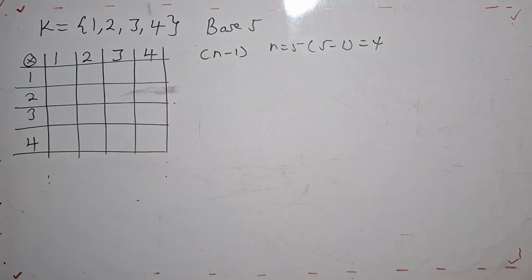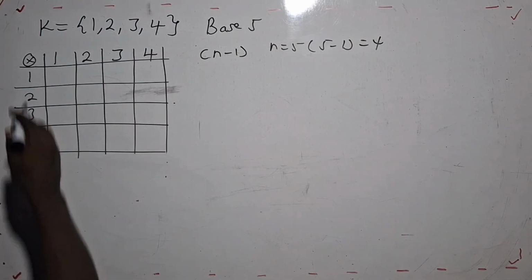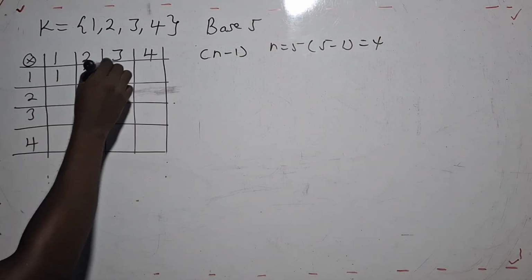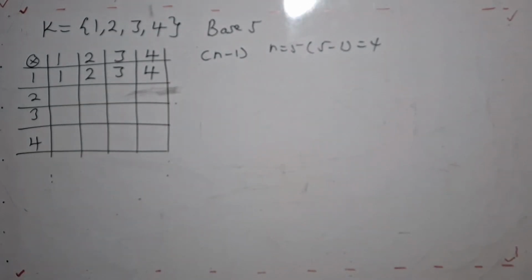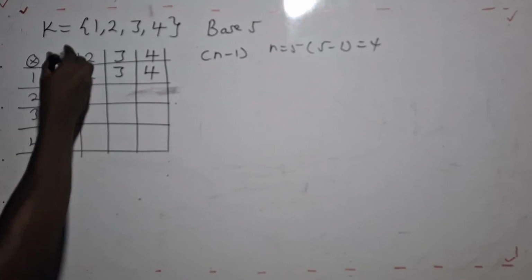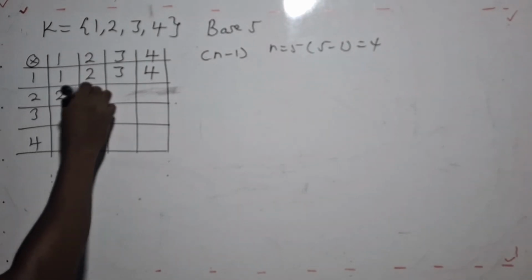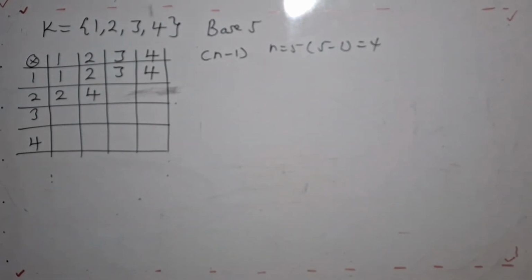We need a number within 0 to 4. So 1 times 1 is 1, 1 times 2 is 2, 1 times 3 is 3, 1 times 4 is 4. They are all accepted in base 5. That's why I'm repeating them. Now 2 times 1 is 2, 2 times 2 is 4. It's accepted.